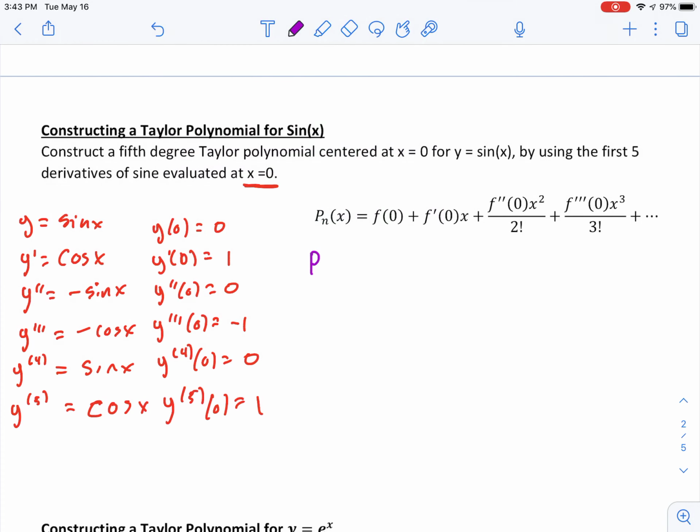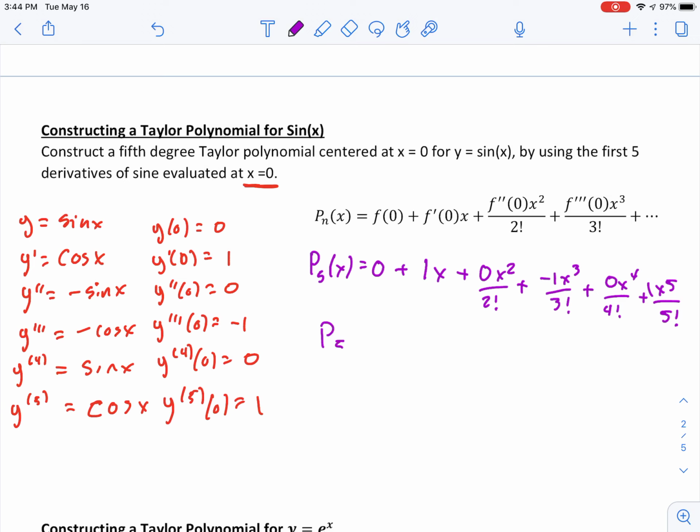end up getting this 5th degree Taylor polynomial is going to end up being 0 plus our first derivative, 1x, plus our second derivative, which is 0x squared over 2 factorial, plus our third derivative, which would be negative 1x cubed over 3 factorial. Fourth derivative is 0x to the fourth over 4 factorial. And then finally, our fifth derivative would be 1x to the fifth over 5 factorial. And we can smooth this out a little bit and get x minus x cubed over 3 factorial plus x to the fifth over 5 factorial.